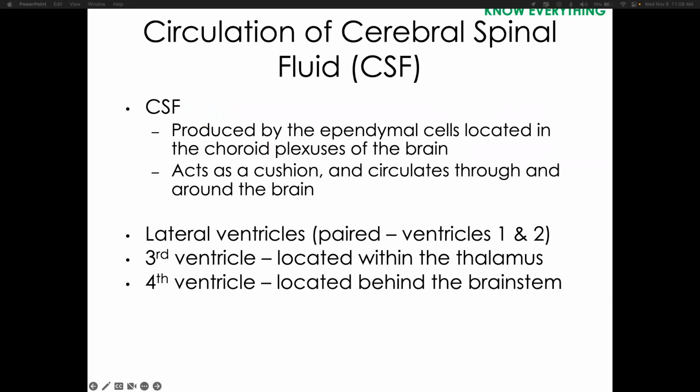So next we have our cerebrospinal fluid. Cerebrospinal fluid is produced by the epidermal cells in the choroid plexus of the brain. Cerebrospinal fluid acts as a cushion, and it's circulated throughout and around the brain, and it's held in our four ventricles. We have our two lateral ventricles. We have our third ventricle, which is located within the thalamus, and then our fourth ventricle is located behind the brainstem.